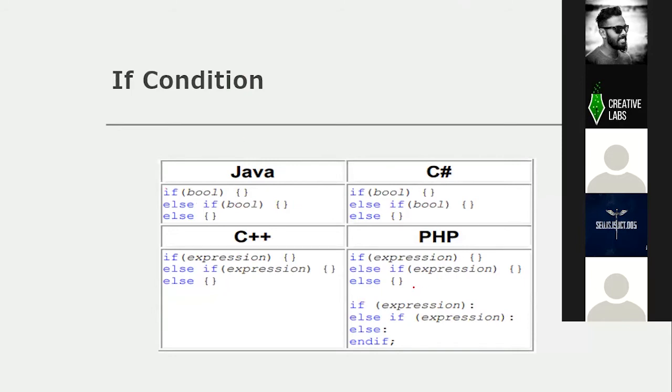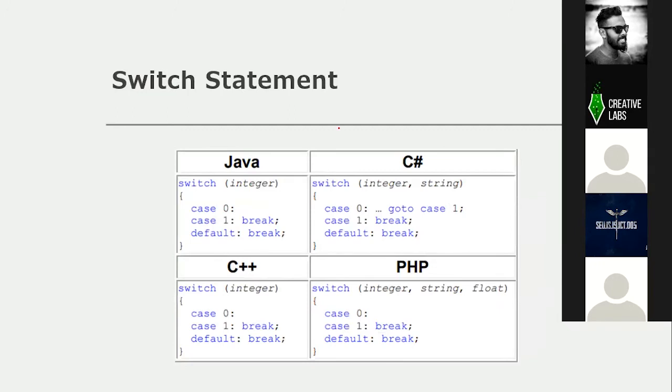But in PHP, we can use something like this and this as well. So this is, you might have seen this one. This is something similar to Python. So the Python expression is something like this. So not else there, it should be else in Python, right? And so switch statement.